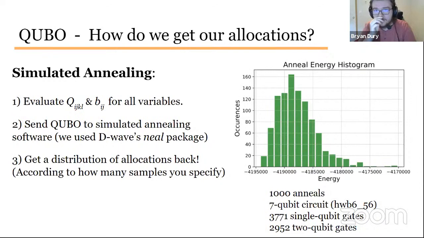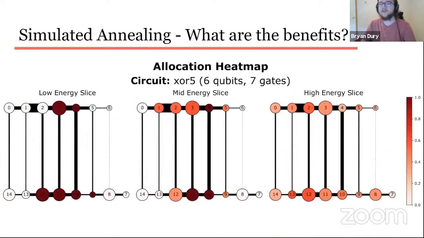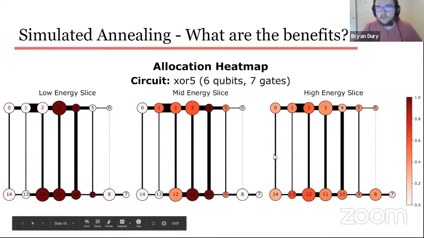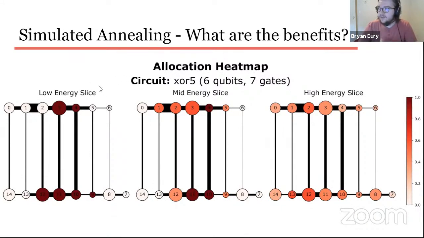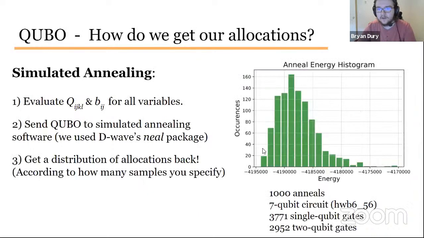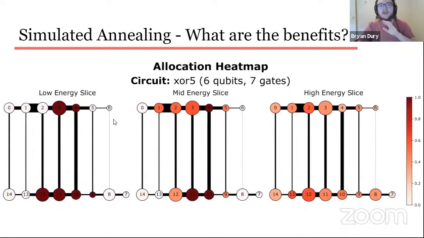So now that we have an idea of using simulated annealing, we can get at the question of what the benefits of using simulated annealing are. Of course, I just talked about the fact that we can leverage these distributions of allocations, but let's play with an interesting example here. What I have shown here is an allocation heat map. We've taken about 50 anneals from a 1,000 anneal run on this circuit specified here, at different places in the energy spectrum: one here, and one here, at the low, middle, and high end of the energy distribution. And what we're looking at is, where are the qubits being allocated to on the actual hardware graph?